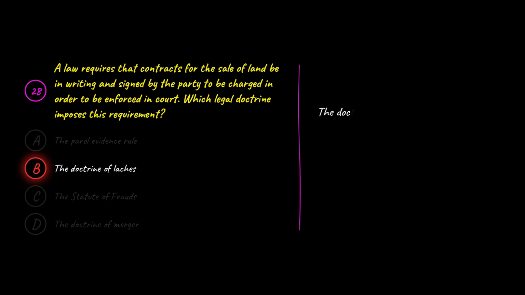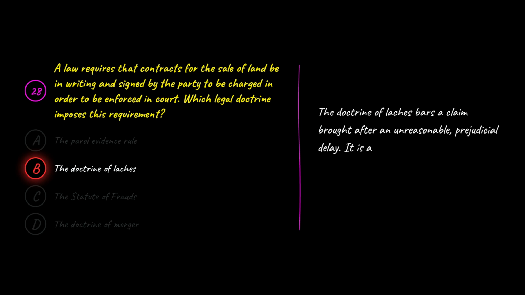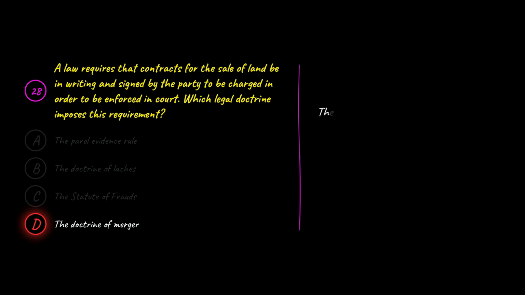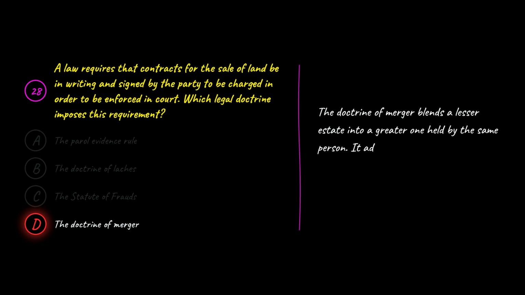B is wrong because the doctrine of laches bars a claim brought after an unreasonable, prejudicial delay. It is an equitable defense about timing, not the rule requiring land contracts to be written and signed. D is wrong because the doctrine of merger blends a lesser estate into a greater one held by the same person. It addresses how estates combine and has nothing to do with the writing requirement for land sales.